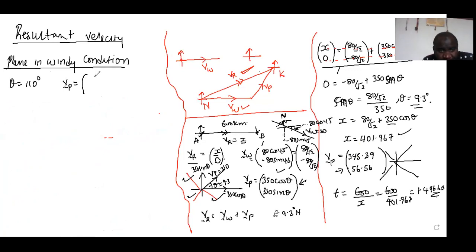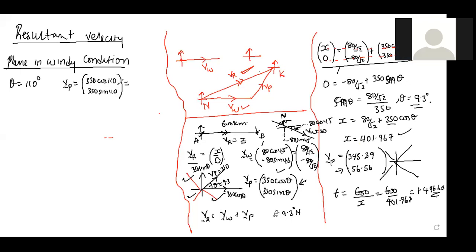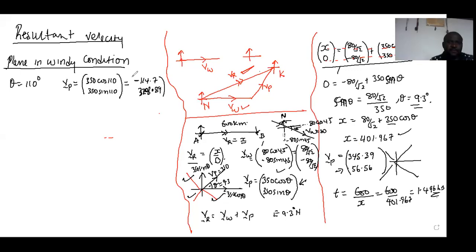It would become 350 cos 110, 350 sine 110. What answers would you get? Give me those answers and I take you through that. Negative 119.7. Negative 114.7 and 328. 328.89. Okay, very good.